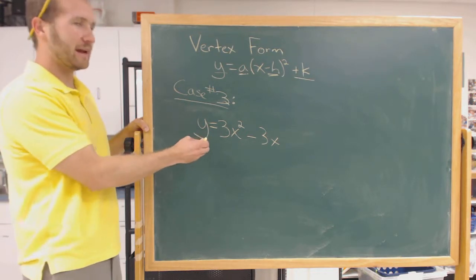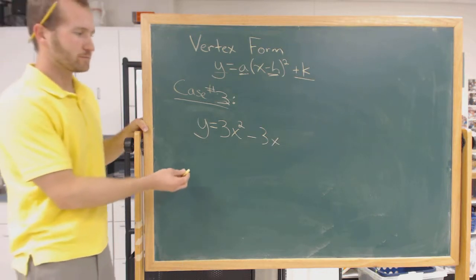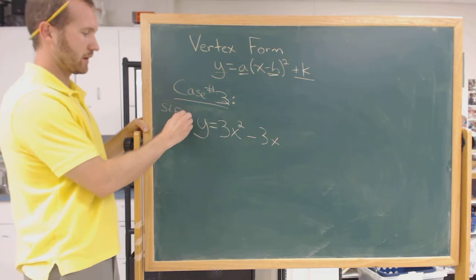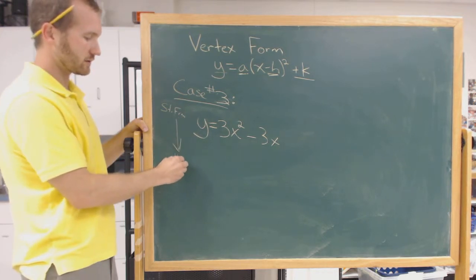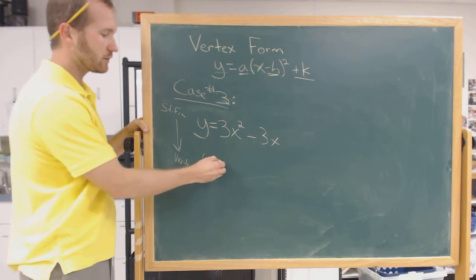When I have an A, I have to get rid of the A, just like in completing the square. So here's my standard form. I want to go to vertex form. I'm going to have y equals.